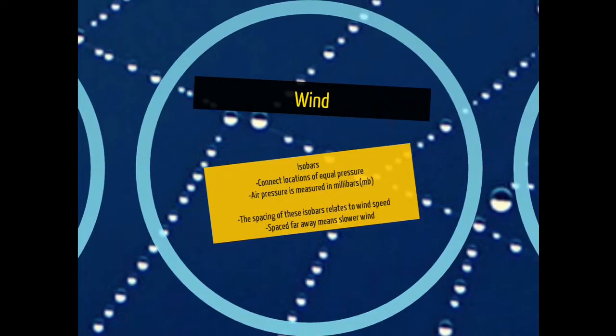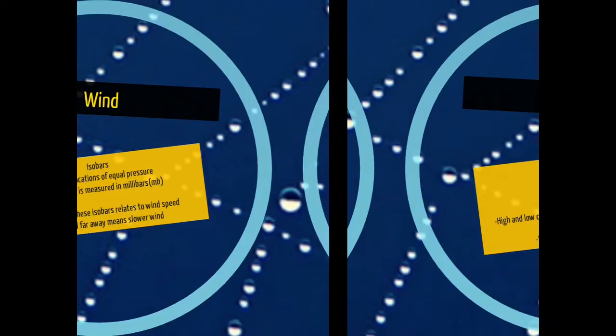And then there are these things called isobars. These basically connect locations of equal air pressure, and then air pressure is measured in millibars, or abbreviated MB. But then the spacing of these isobars directly relates to wind speed. When the isobars are spaced far away, this means that the wind will be slower, but when they're spaced really tightly together, this will mean higher wind speeds.